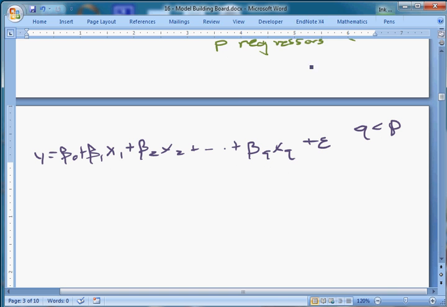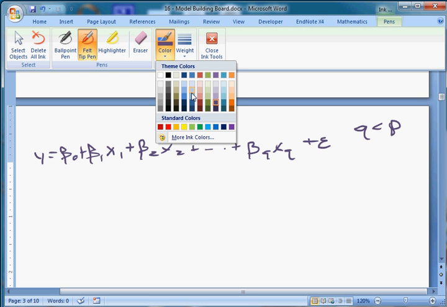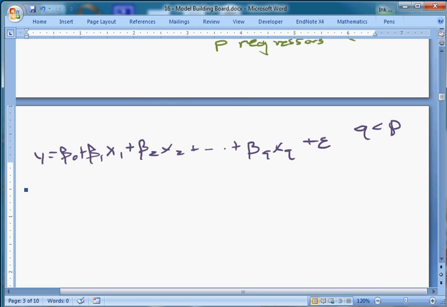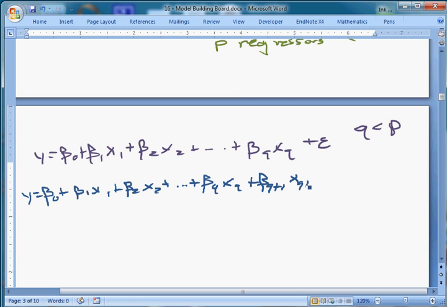Our second model looks like this. Y equals beta 0 plus beta 1 x1 plus beta 2 x2. And these are the same x's. Plus dot dot dot plus beta q xq plus beta q plus 1 xq plus 1 plus beta q plus 2 xq plus 2 plus dot dot dot plus beta p xp.